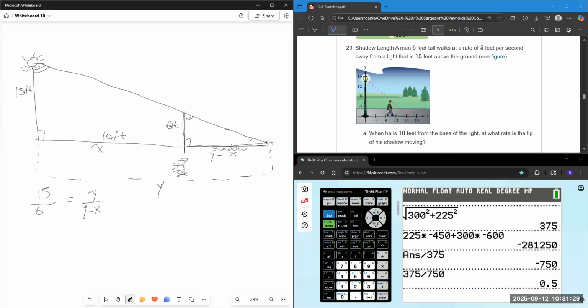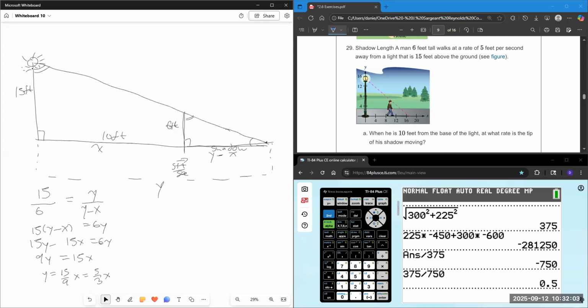So we have 15 times y minus x is equal to 6y when we cross multiply. 15y minus 15x is equal to 6y. 9y is equal to 15x. And I want to solve for y in this problem. y is equal to 15 over 9 x, both divisible by 3, 5/3 x.